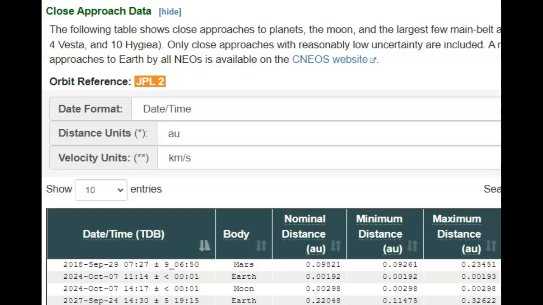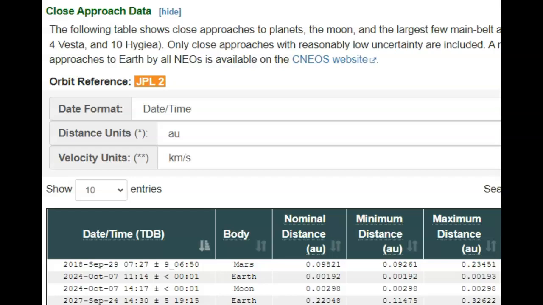The nominal, minimum, and maximum distances are generally the same, 0.001 versus 0.002 to the moon. So we can generally say that this rock is going to be twice as close to Earth as our moon when it shoots between the two. Now, I worked out the 0.001 astronomical units into miles, and it's right around 90,000 miles.